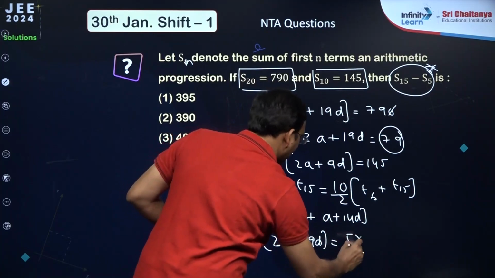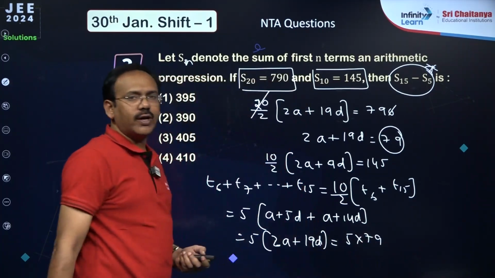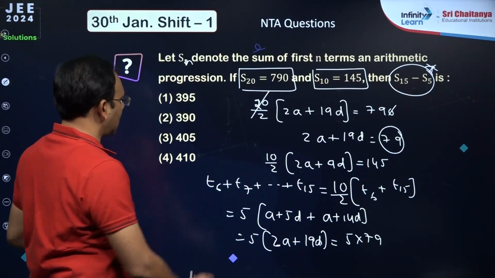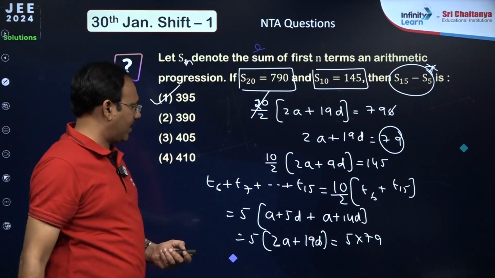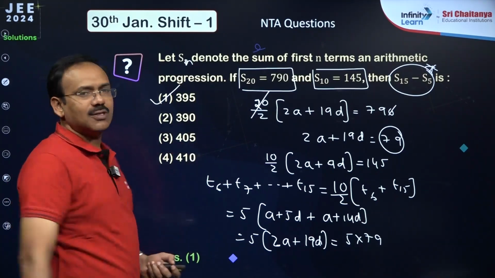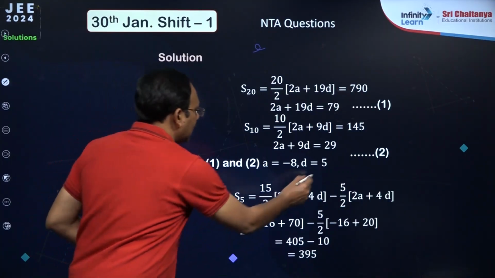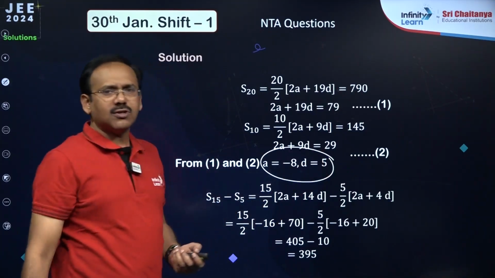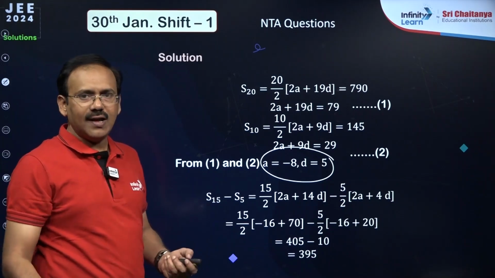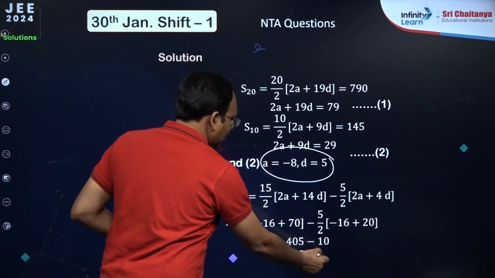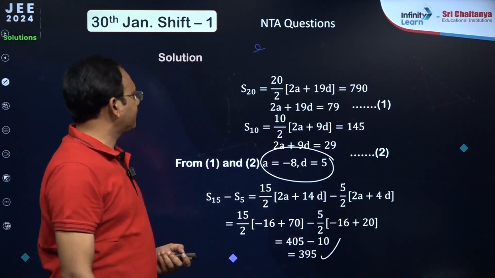So my dear friends, 5 into 79 is going to be the answer. That is, my dear friends, the answer is going to be 395. Okay, the first option is the answer. That's what is given here. So actually, most of them will find a and d, but in fact it is not required. From this equation itself, you can easily find the answer.